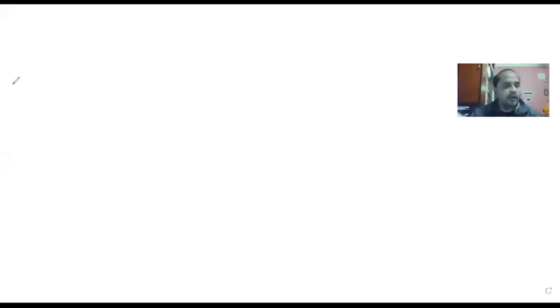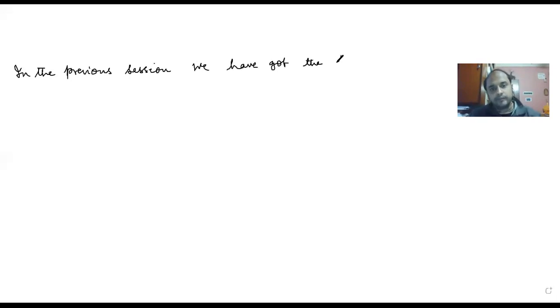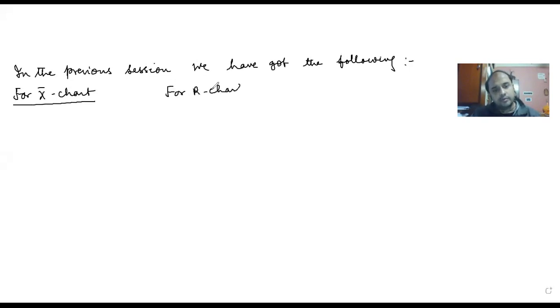So let us continue. In the previous session, we have got the following for the X bar chart and for the R chart. We have got these values.